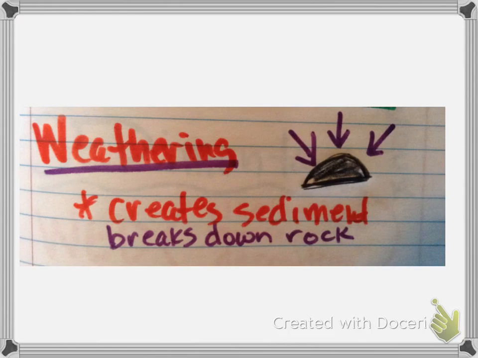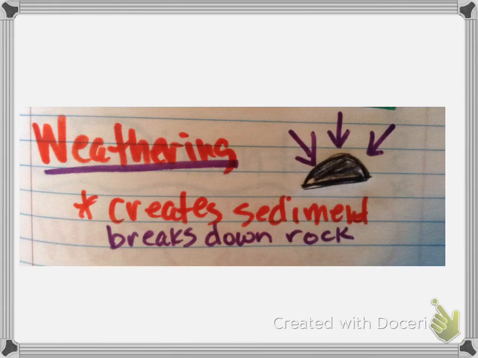And one of the ways that I kind of remember the difference between these is, if you look at weathering, there's an EA, and if you look at create, there's an EA. Creates sediment, or it breaks down rocks, there's an EA. So there's an EA in weathering, creates, and breaks. And that's just a silly way, if it doesn't help you, you don't have to remember that. But it's just a silly way that I use to help me remember that weathering goes with creating sediment and breaking down rock. Because sometimes it gets easy to get weathering and erosion and deposition confused.